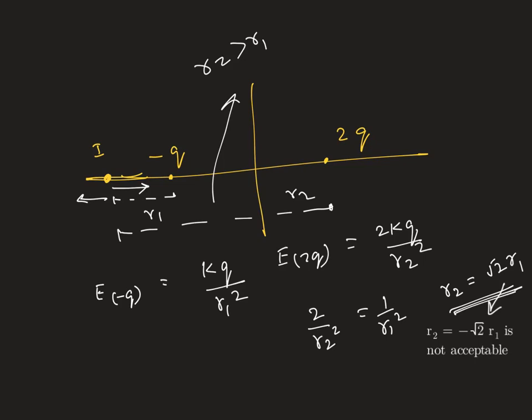Now r2 is root 2 times r1, but we need another equation to solve it. What would be the other equation? The other equation is by looking at the distance between the two charges. What is the distance between the two charges? The distance between the two charges is 2a. Hence we can have r2 minus r1 equals 2a. So that is equation number 2 and this is equation number 1, and you can easily solve the two equations to get the values of r2 and r1.